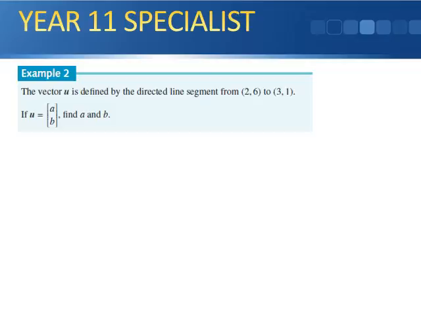The vector U is defined by the directed line segment from 2, 6 to 3, 1. If U equals AB, find A and B. So really, if we draw from the point 2, 6 to the point 3, 1, that's what we want to find. It's the change in the X values and the change in the Y. That's what's going to give it to us, isn't it?